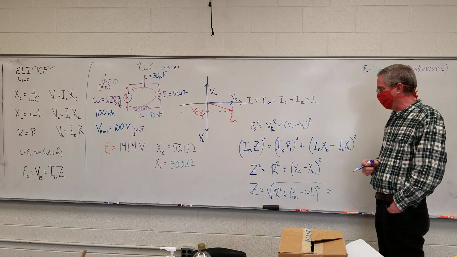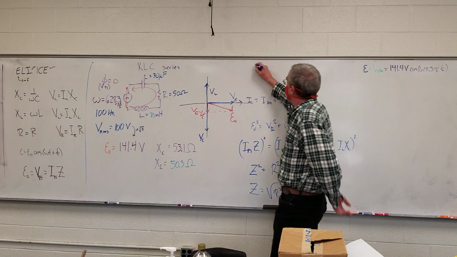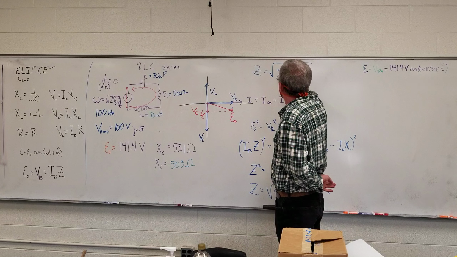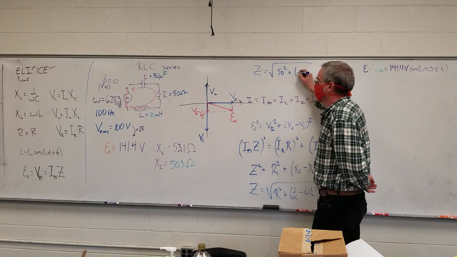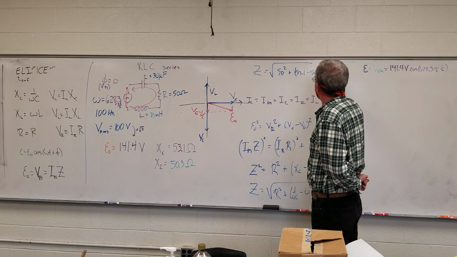Okay, so we're now down to figuring out impedance, and this is just plug and chug. So Z is equal to the square root of 50 squared plus 53.1 minus 50.3 squared.